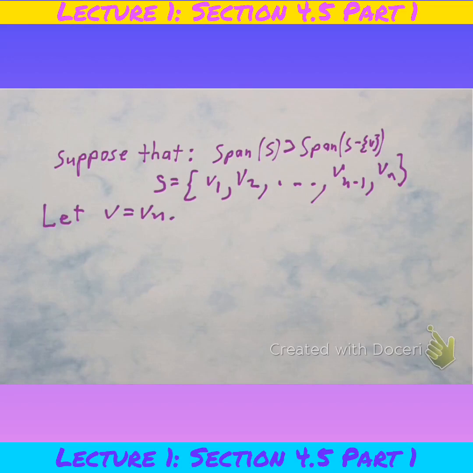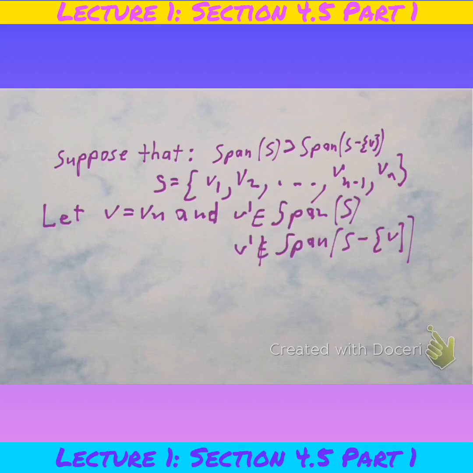So we can say let V be Vn. Let's take a vector V prime that's in the span of S, but it's not in the span of S minus V. Now, what does it mean for it to be in the span of S? It means that it is expressible as a linear combination of the vectors in S. And what does it mean for V prime to not be in the span of S minus V? It means it's not a linear combination of the vectors in S minus V.